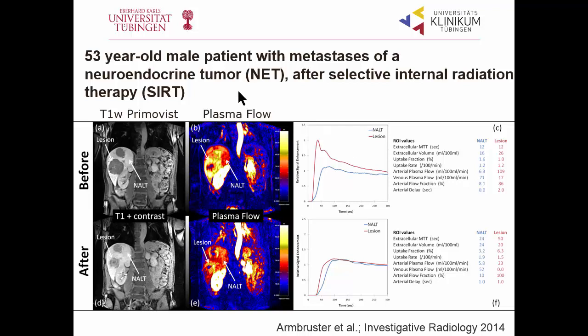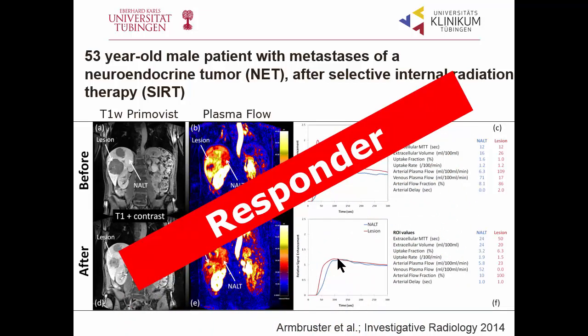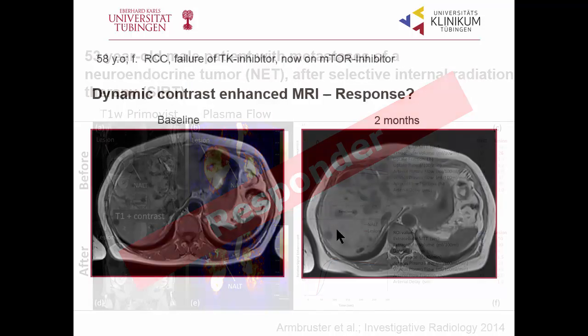So these are some cases. This is a patient with neuroendocrine tumors after selective internal radiation therapy. We can see reduced perfusion after therapy, and we can also see that the first pass peak is lost, and we can nicely see that the liver tissue itself does not show significant alterations. And because of the alteration of the perfusion pattern, we would classify this as a responder.